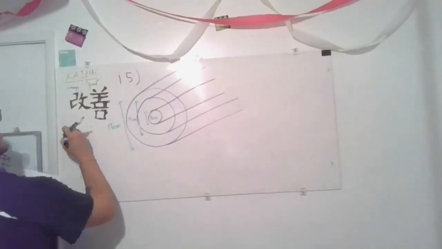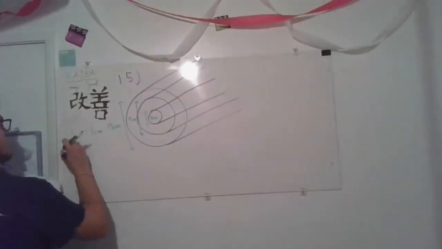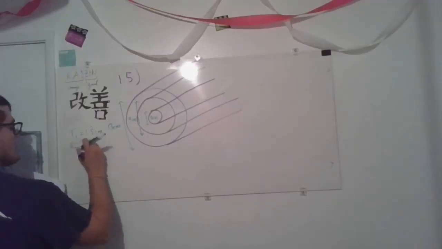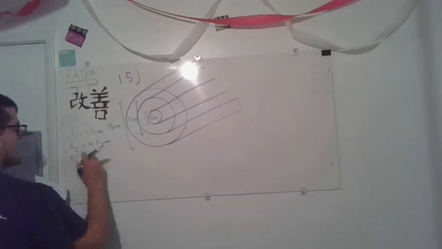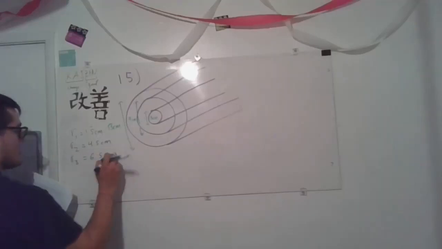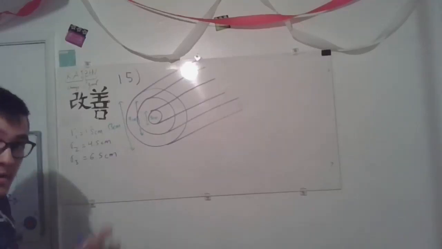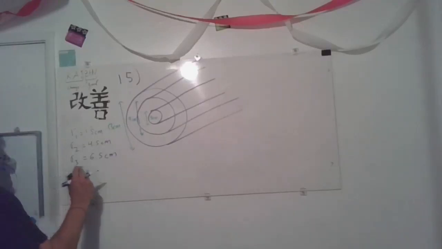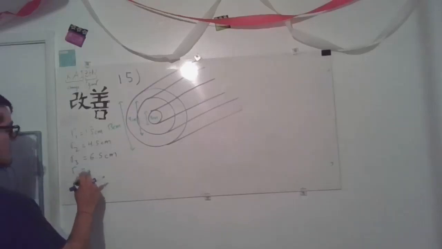Radius 1 is 1.5 centimeters. Radius 2 is 4.5 centimeters. And then radius 3 is 6.5. And you do have to convert to meters, but I'll do that later. But I'll do it now. Why not?